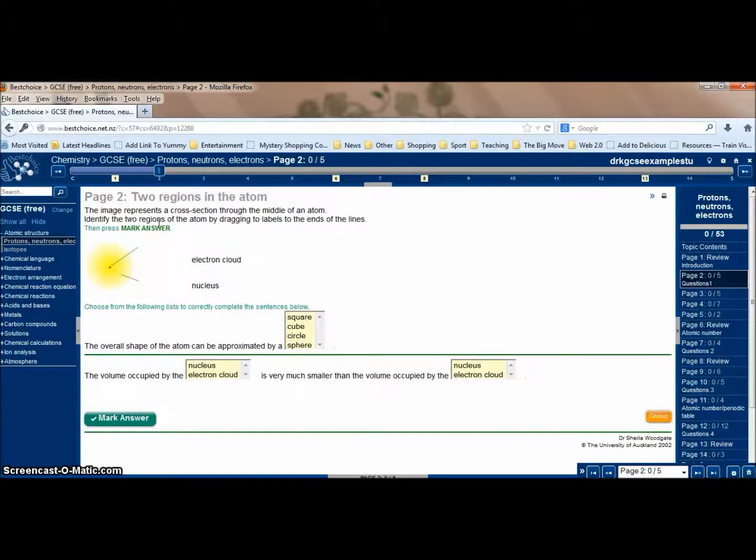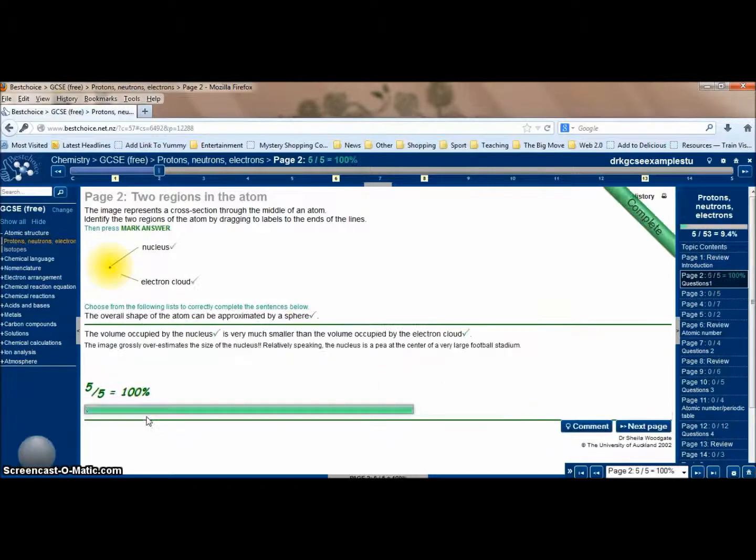So we just read something about the atom. Now we're asked a few questions. This image represents a cross-section through the middle of an atom. Identify the two regions of the atom by dragging the labels to the ends of the lines. So we've obviously got the nucleus in the middle, and then we've got the electron cloud around the outside. Choose from the following list to correctly complete the sentences below. The overall shape of an atom can be approximated by a sphere. The volume occupied by the something is very much smaller than the volume occupied by the something, so the nucleus is much smaller than the electron cloud, and then you can mark that and it gives you ticks.